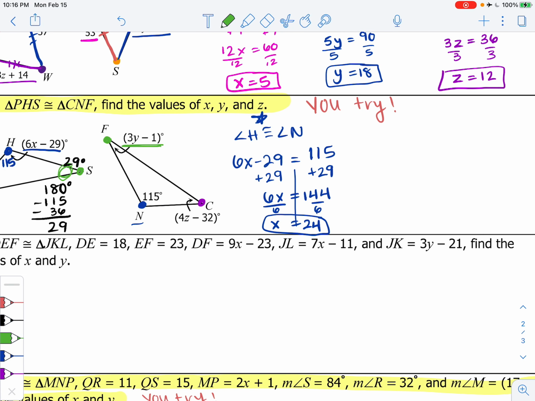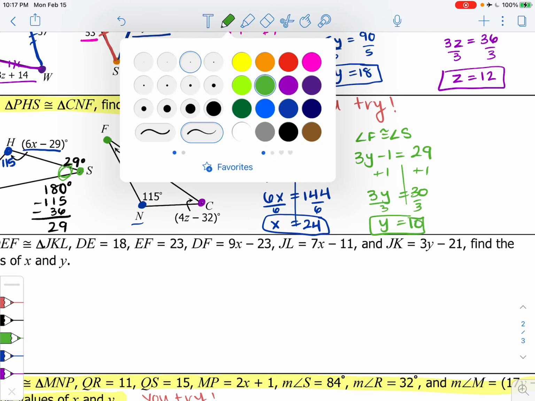So we know that angle F is congruent to angle S. Angle F is 3y minus 1, and angle S is 29. So now we're going to go ahead and solve this. So start by adding over 1. I get 3y equals 30. Next, divide both sides by 3. And y equals 10. All right, we've got one more to find, and that would be z.